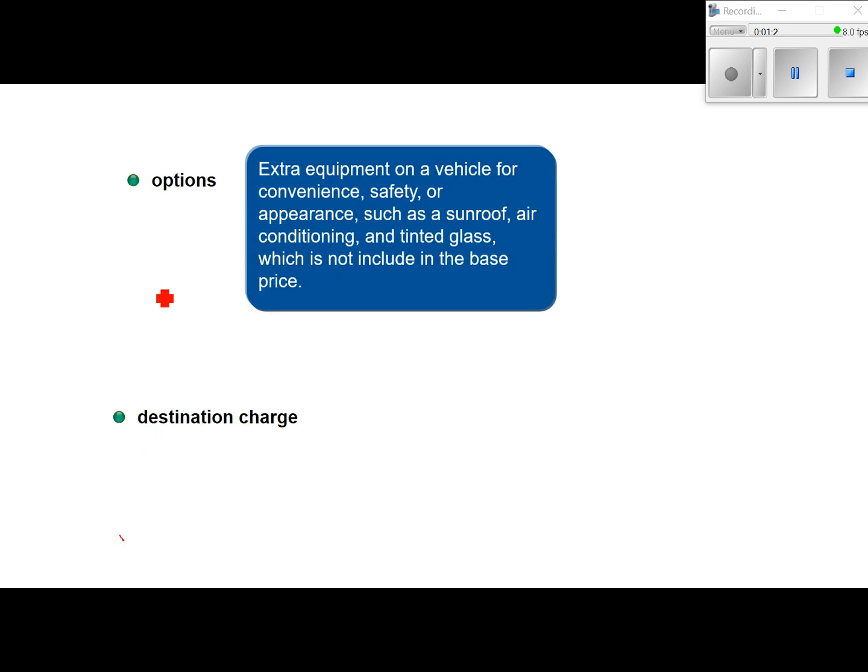The options, again, are extra equipment added onto the vehicle for convenience, safety, appearance. Could be extra airbags, stuff like that. Tinted glass, special rims, and so on. Sunroof. Again, there's a lot of things, like floor mats, that you wouldn't think are considered an option, but they are. And different things. Power windows are considered an option, even though almost every car has power windows.